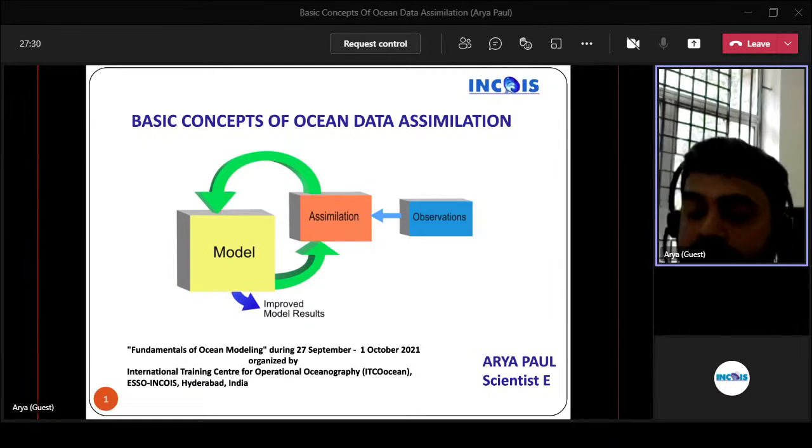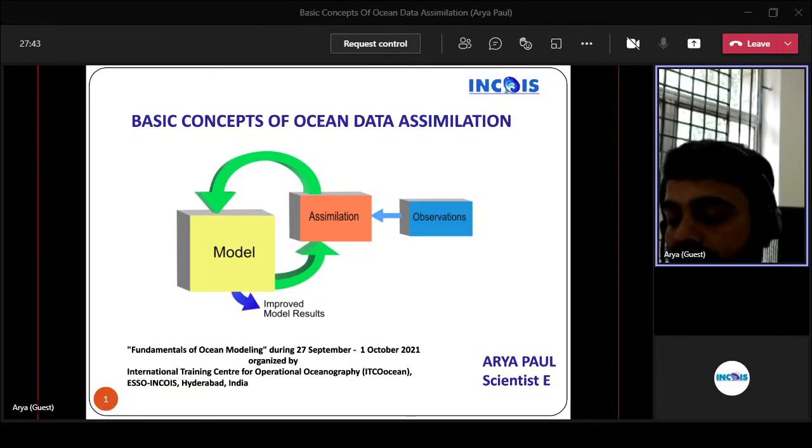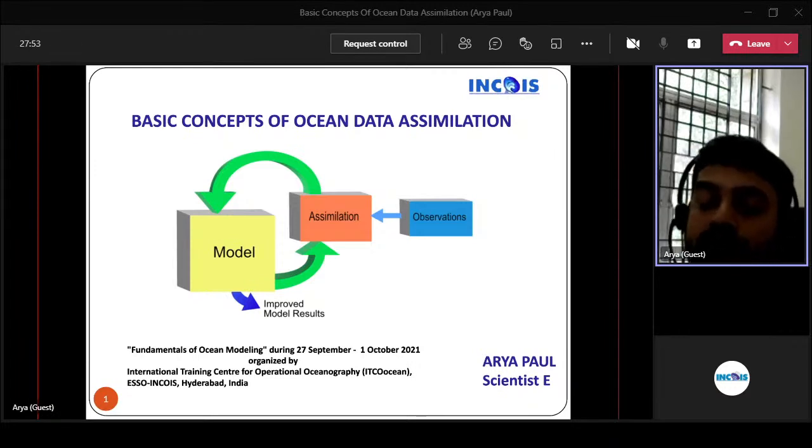participants from all backgrounds can get a hang of what ocean data assimilation, or rather any data assimilation, is, how it is done through some simple basic examples, and then eventually, if time permits, how it is done in INCOIS particularly. But even if I am unable to show you, there is another lecture tomorrow at the same time where you will be shown how it is actually done in an operational agency like INCOIS.